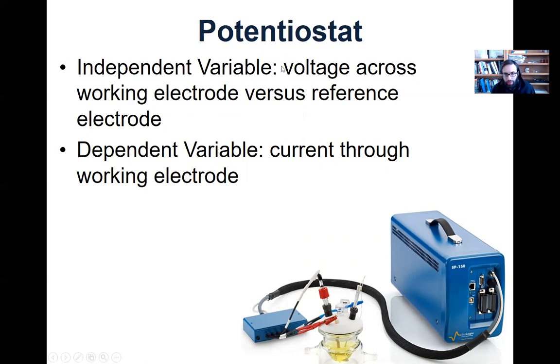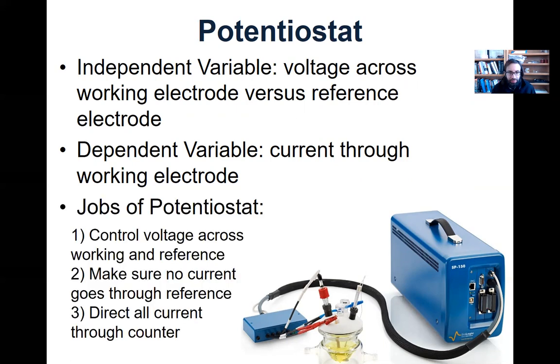Measuring or holding potential. And that's going to be the voltage across the working electrode versus the reference. Remember, the reference helps us set up the voltage. The dependent variable, right? You can think about this as your y-axis and your x-axis. What you're measuring out, your y-axis, is the current that passes through the working electrode. So you end up with a voltage-current relationship where you're modulating voltage and you get out current.